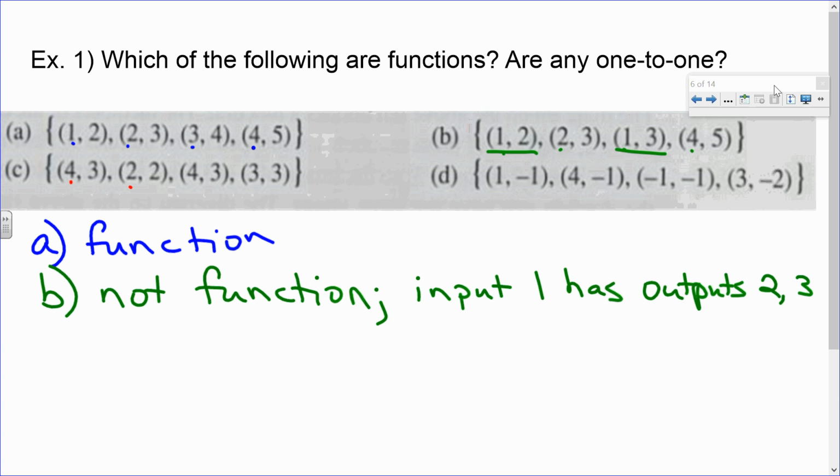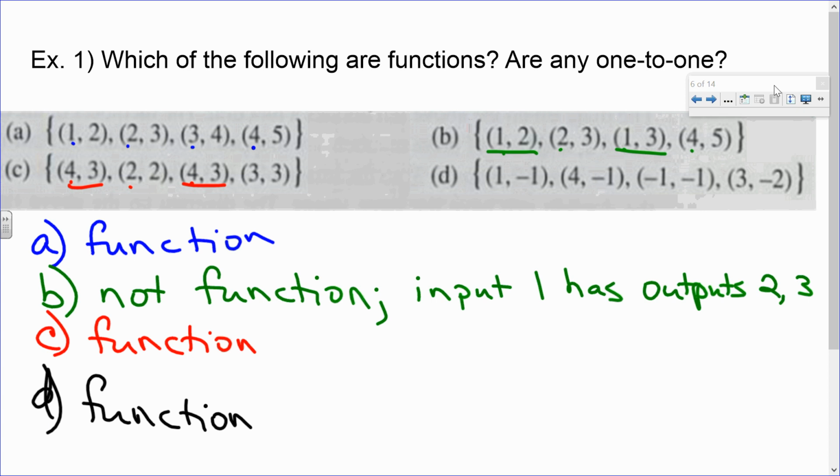C, any x's that repeat? But do those x's have the same or different y's? So that is okay. Every time x is 4, every time the input's 4, the output is 3. So C is still a function. And what about D? Do I have any x's that repeat? No x's that repeat, so function or not a function? So that one is a function.